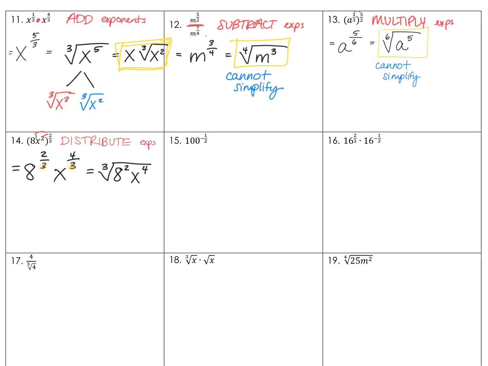You need to see if this simplifies. Do you know what 8 squared is? I hope so. 64. 64 x to the 4th. I just rewrote it, sorry. This one takes a couple steps. Okay, we're going to simplify 64 first.